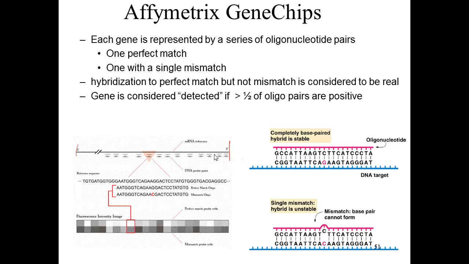Furthermore, for each of these locations, we're going to produce a second feature, which is a mismatch feature, meaning that the perfect match is going to have the exact match to the gene. And then we're also going to put in a mutation, and this means the actual sequence will bind much less tightly, so that the mismatch feature is a measure of nonspecific binding, and this signal is subtracted from the perfect match to get the amount of fluorescence that is due specifically to the amount of RNA present in the sample.